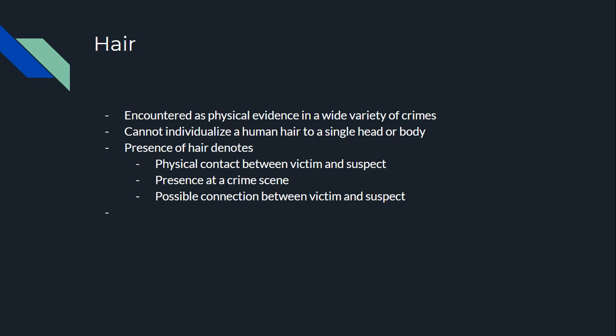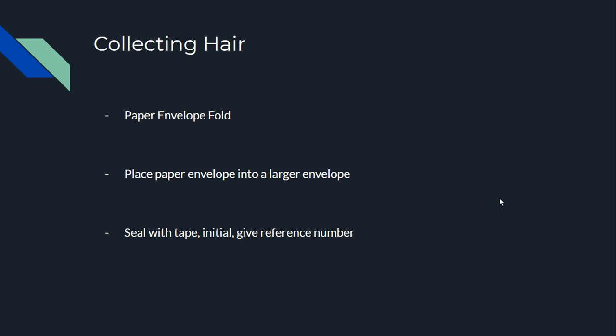If you have enough hair, you can create a DNA profile and put someone at a crime scene and draw possible connections between a suspect and a victim. The more hair of someone that you find at a crime scene, the more likely they have been there more than one time. When you're collecting hair, you do something called a paper envelope fold.